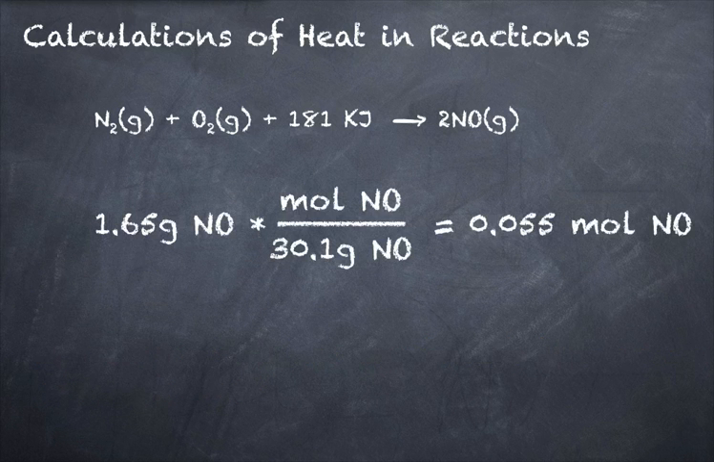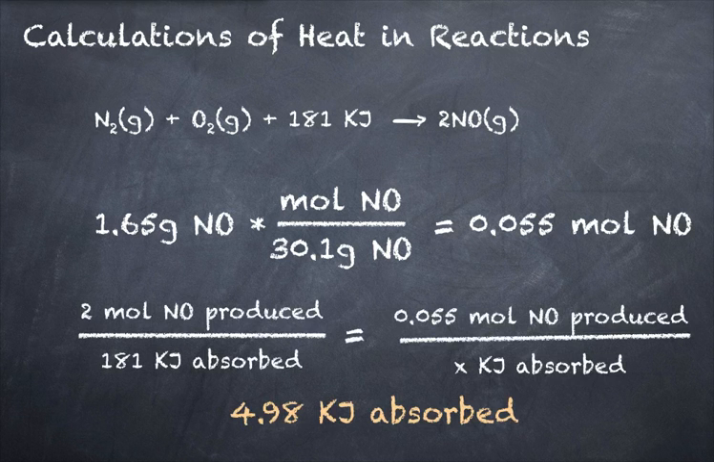Okay, so we've got 1.65 grams of nitrogen monoxide, and through the periodic table I found out that that's 30.1 grams of nitrogen monoxide per mole, and when I cancel everything out, I've got 0.055 moles of nitrogen monoxide. Okay, now that I have the moles of nitrogen monoxide, I can use that in my conversion.